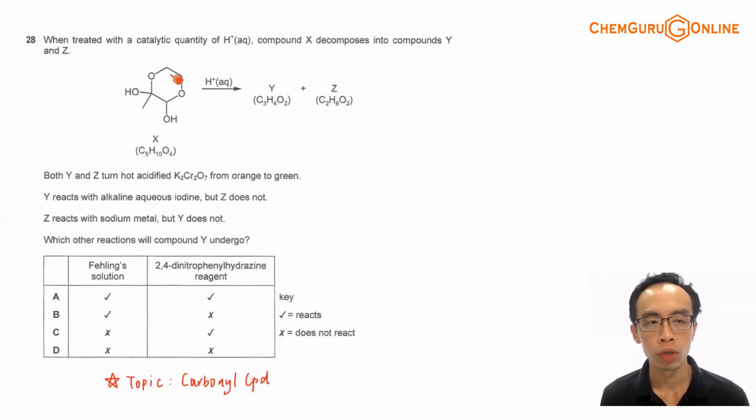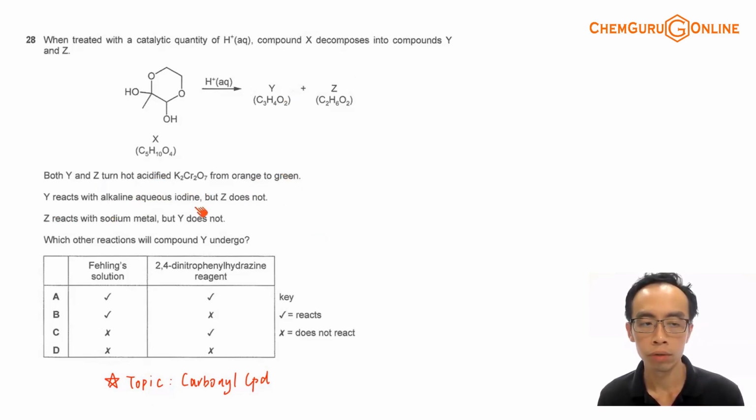Question 28: when treated with a catalytic quantity of H+, compound X decomposes into Y and Z. The information given here is that Y carries 3 carbons, Z has 2 carbons, and X altogether has 5 carbons. So basically you need to break some bonds and split this into 2 different compounds, one containing 3 carbons and one containing 2 carbons. Then the question tells me that both Y and Z will turn hot acidified dichromate from orange to green. Both of them can be oxidized.